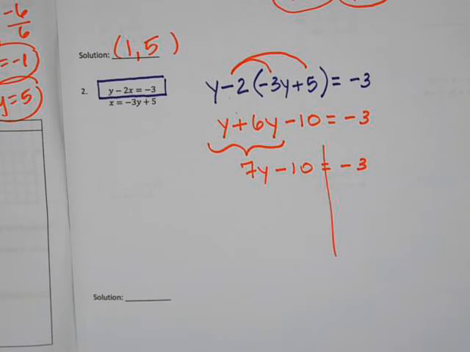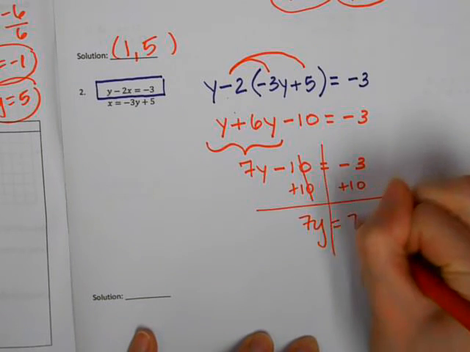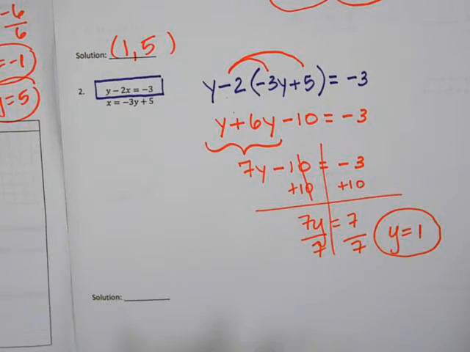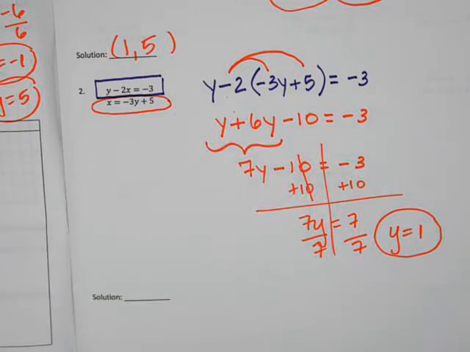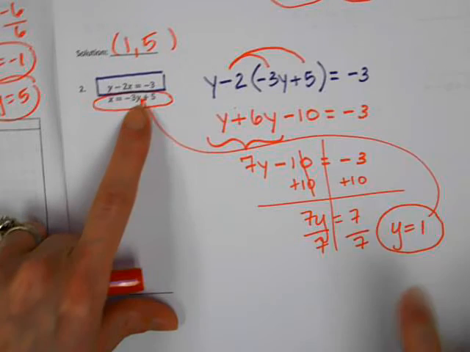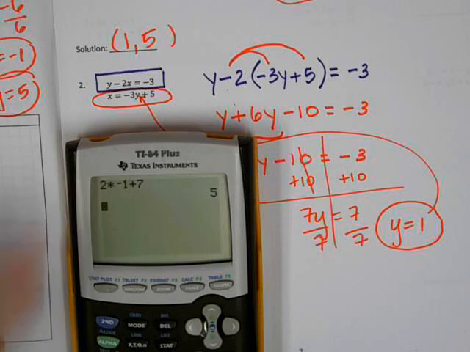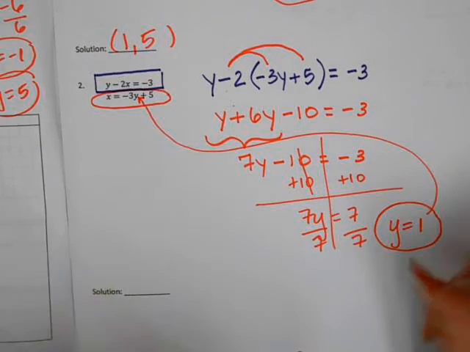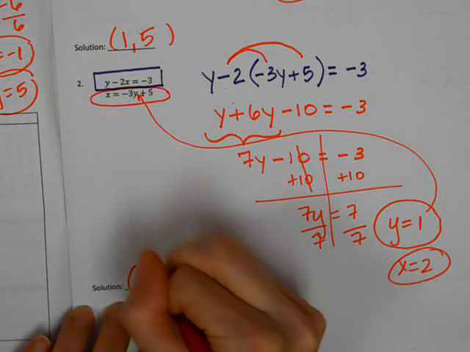And then the rest is history. You guys know. We're going to add 10, get 7y equals 7, divide by 7, divide by 7. y is going to be 1. And now to find x, again, I always like to plug it into the isolated one. To find x, it's going to be negative 3 times 1 plus 5. And if you want to do that in the calculator, negative 3 times 1 plus 5 is 2. So x is going to be 2. And then final answer, x comma y is 2 comma 1.